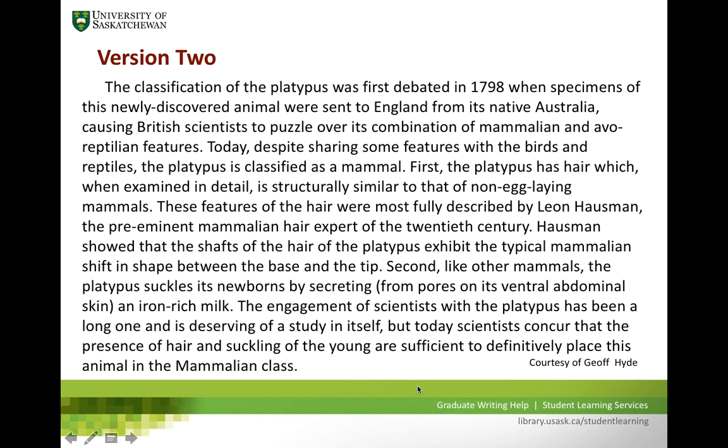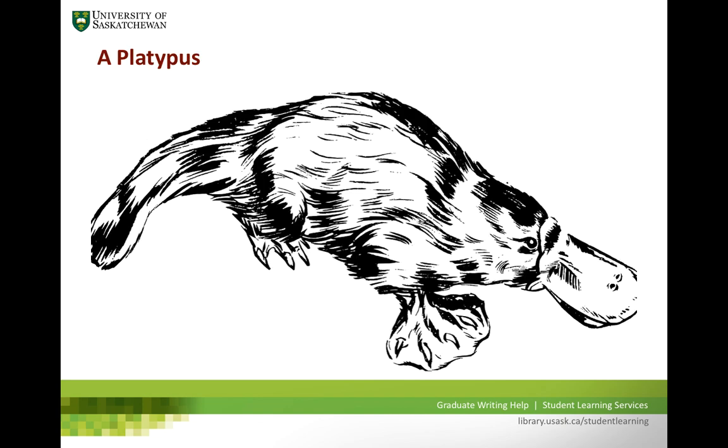And how about the wrap-up sentence? The point is made really about the engagement of scientists here, but it's subjugated to the main point in the wrap-up sentence, the fact that the platypus is classified as a mammal, and it sort of ties in the scientific evidence from the paragraph to the topic sentence. So I'm sure you'll agree this is a much improved paragraph from version 1. Oh, and I wanted to show you what a platypus looks like. This is an illustration of a platypus from Australia.